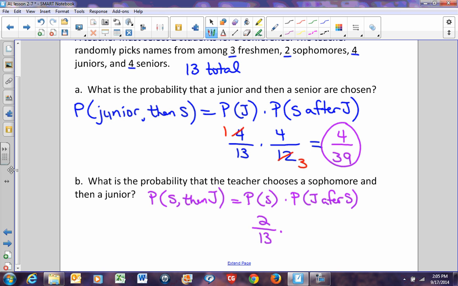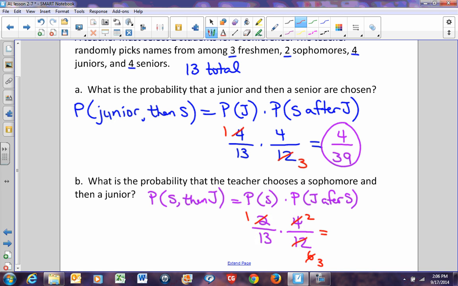That sophomore is now out of the equation, so we no longer have 13 people, we now have 12 people to choose from. And out of those 12 people, 4 of them are juniors. So we have 4 twelfths. Again, we can reduce. I can cross cancel. I can decide that 2 goes into itself once and it goes into 12 6 times. And then I can reduce again and I can say 2 goes into 4 twice and 2 goes into 6 3 times. That makes this even easier.